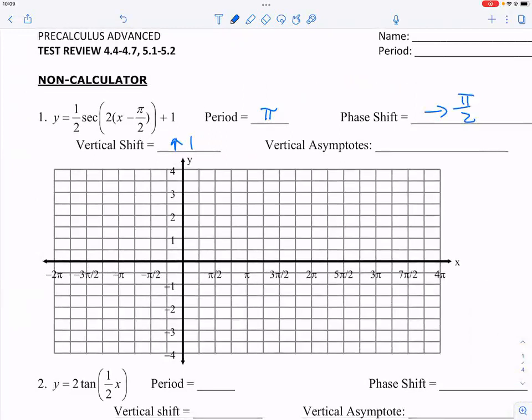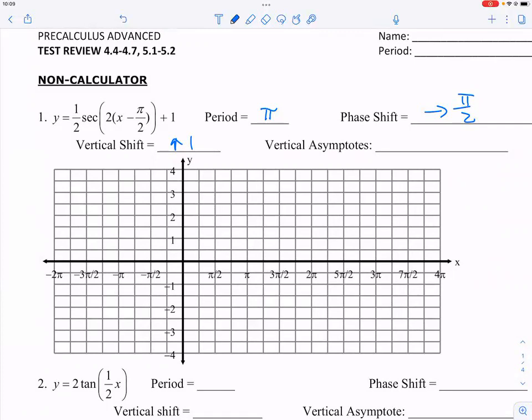Now, I don't see a lot of people doing this, but maybe just a few students. You do not multiply the b value back into the parentheses because there's really no point. The whole point of getting the b by itself outside the parentheses is to help us see the shifts, especially the phase shifts. Now, what about the vertical asymptotes?